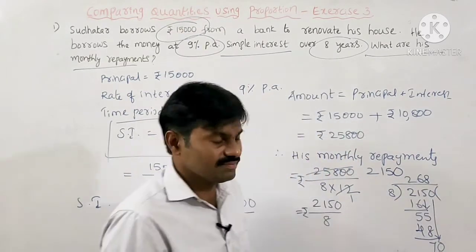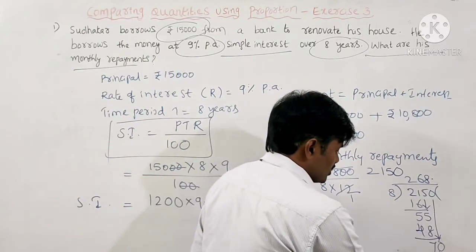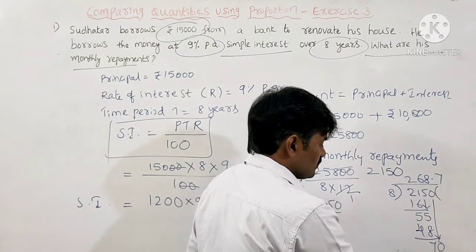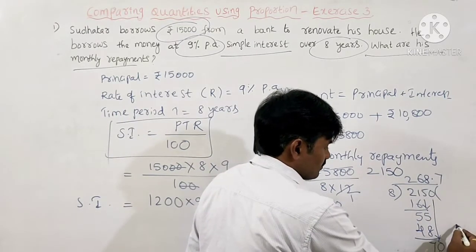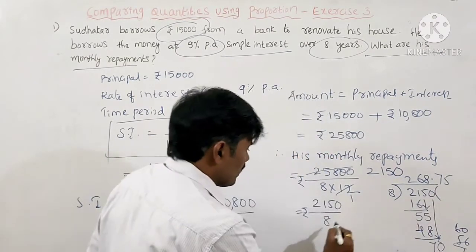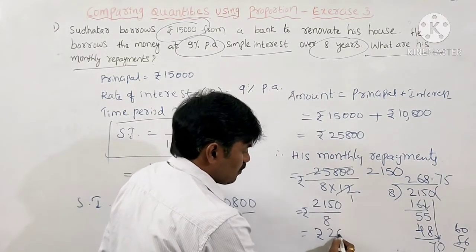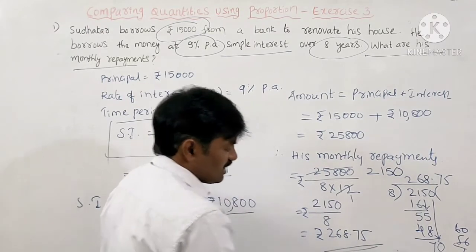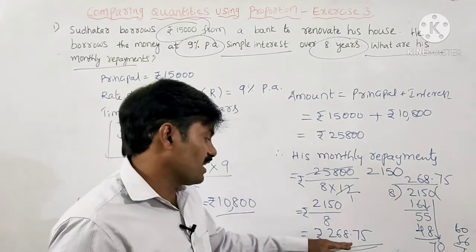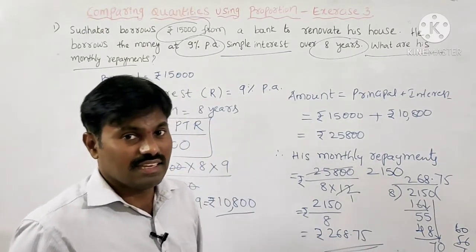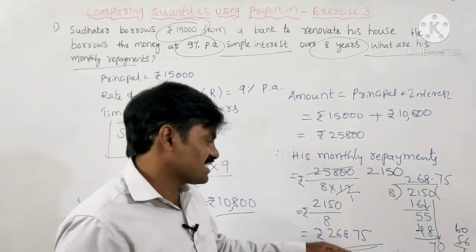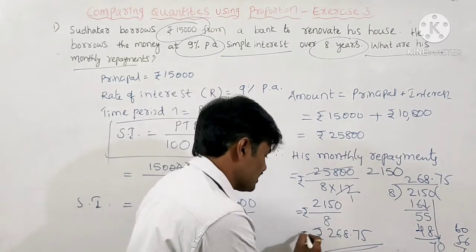The difference is 6. Again keep the point here, 0. 60. 8 7s are 56. And 4 is the difference again. So 60 minus 56 is 4. So 0 5 times. So 268.75 rupees. He has to pay each month. Each month his monthly repayment is 268.75 rupees. Easy, very easy, this problem.